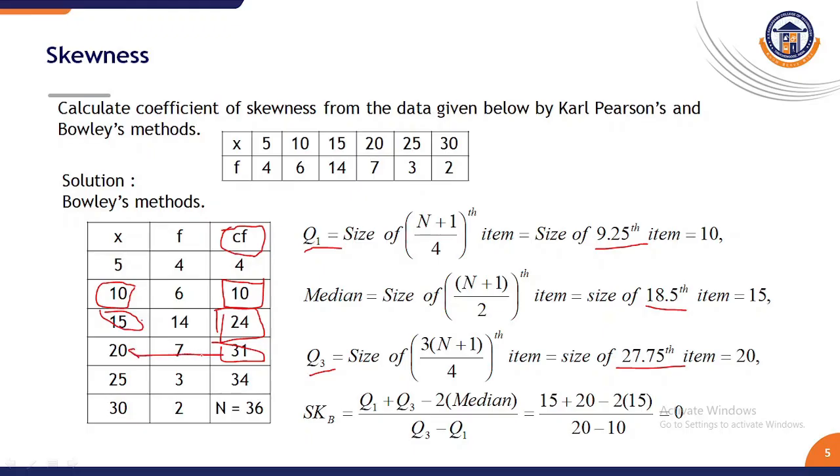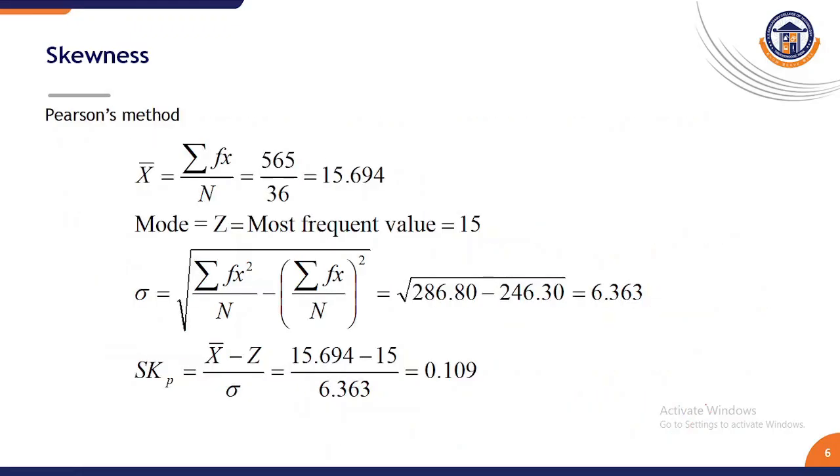So after calculating Q1, Q3 and median, apply these values in the Bowley's formula. So which gives the value as 0. That means by Bowley's method, its skewness value is 0. There is no skewness for the given distributions. This value may be varied for another method. The same problem is explained for Pearson method. Here x bar for discrete case is sum of fx divided by n.